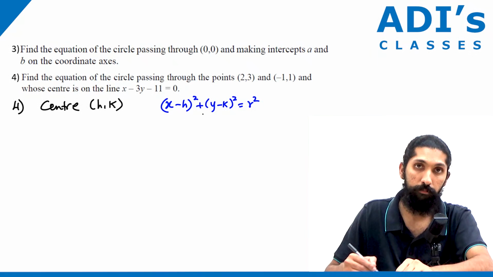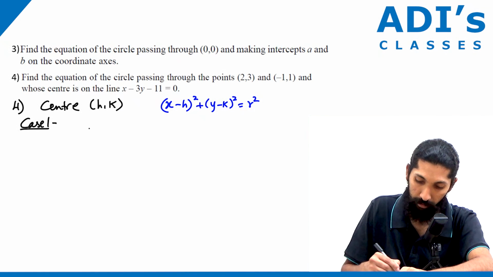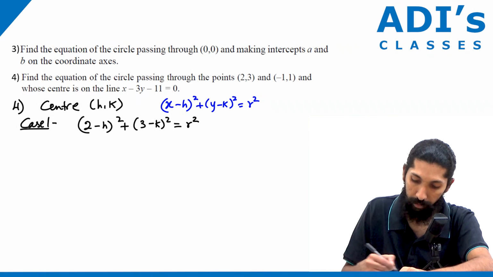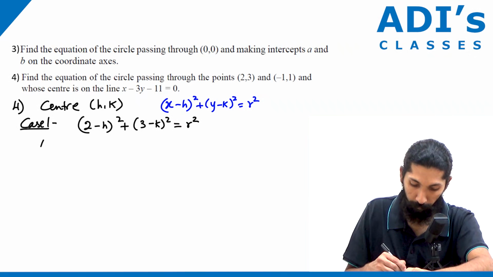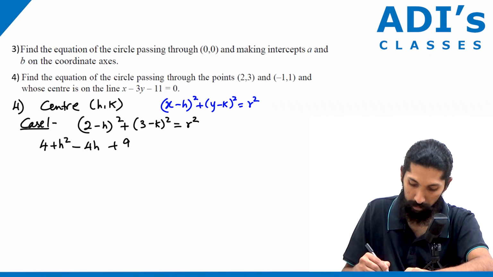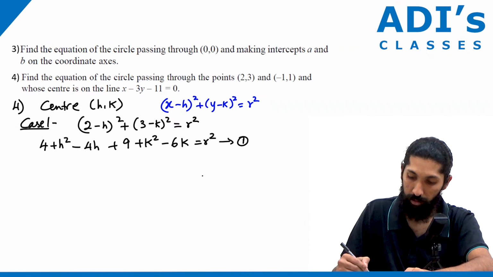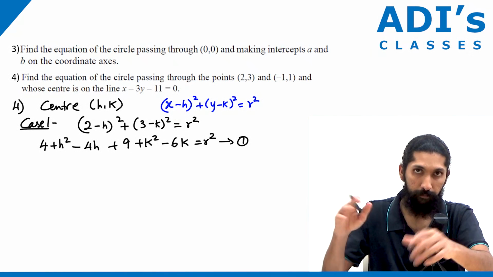So you get case 1. We can write (2 minus h) whole square plus (3 minus k) whole square is equal to r square. Okay? Expand and simplify. You will get 4 plus h square minus 4h plus 9 plus k square minus 6k is equal to r square. You can keep this as equation number 1, or you can keep it in terms of, normal h square plus k square. Or this is fine. Case 2.